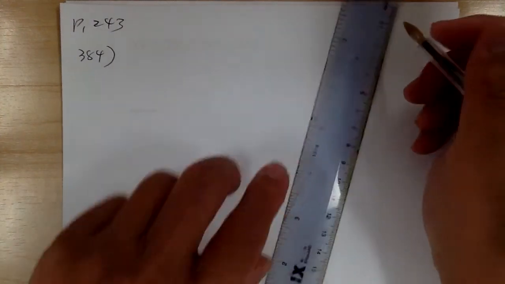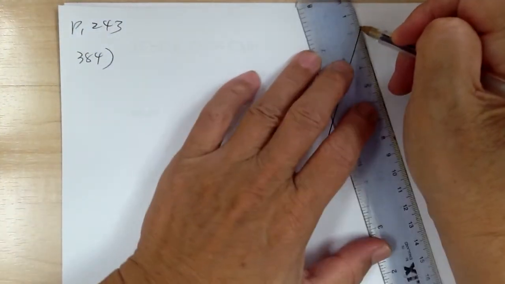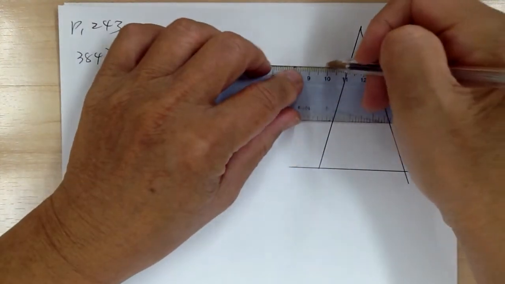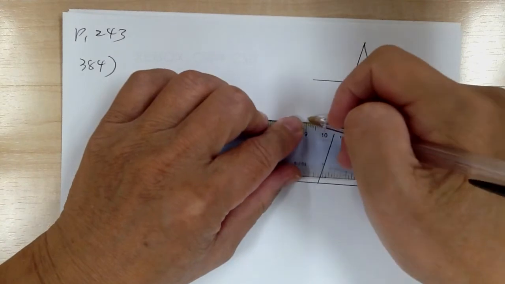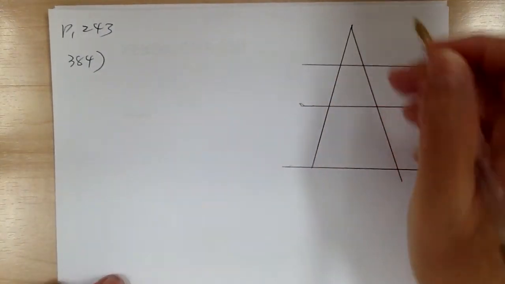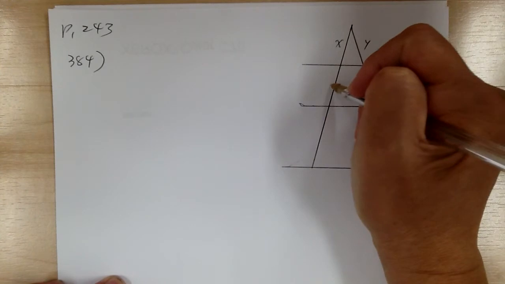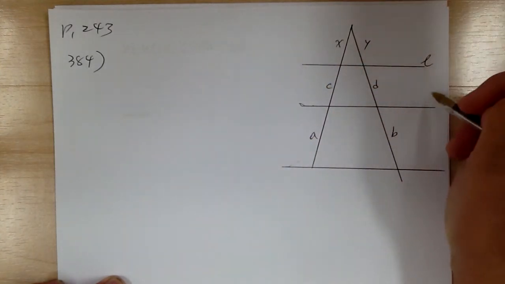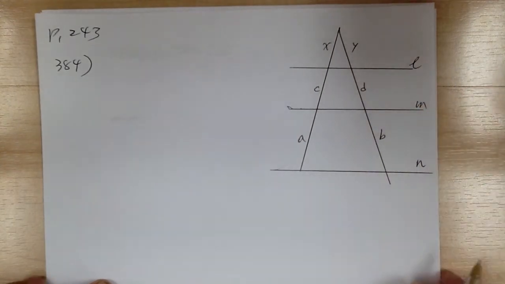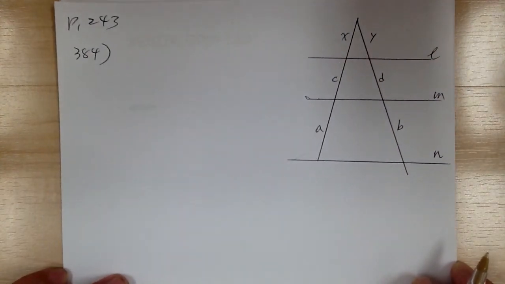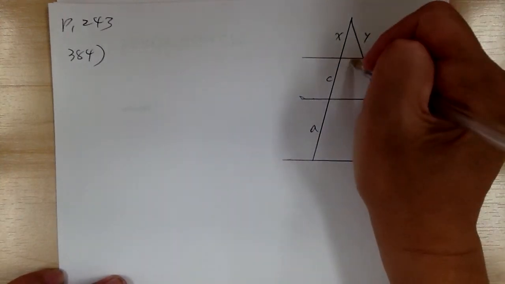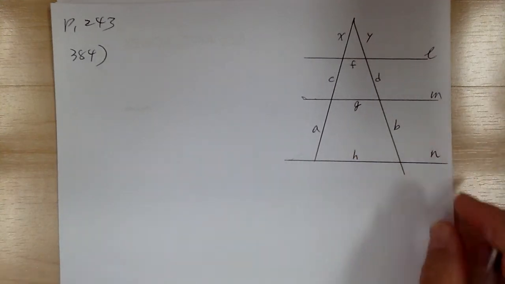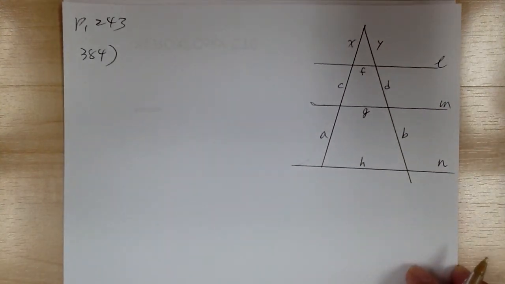Okay, so the picture is given. That's your X, Y, C, D, A, B, and L, M, N. And we have F over here, G over here, and H over here. There's a whole bunch of things we have to prove.